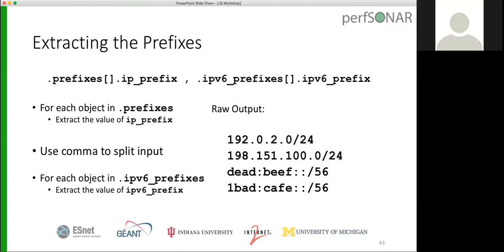We do a similar thing on the right side of the comma, and that again gets a full copy of the input to the filter. So we pull out everything in IPv6 prefixes, and then for each item in that, we pull out the IPv6 prefix pair, and that gets you the additional two IPv6 prefixes that you see down at the bottom of the list.